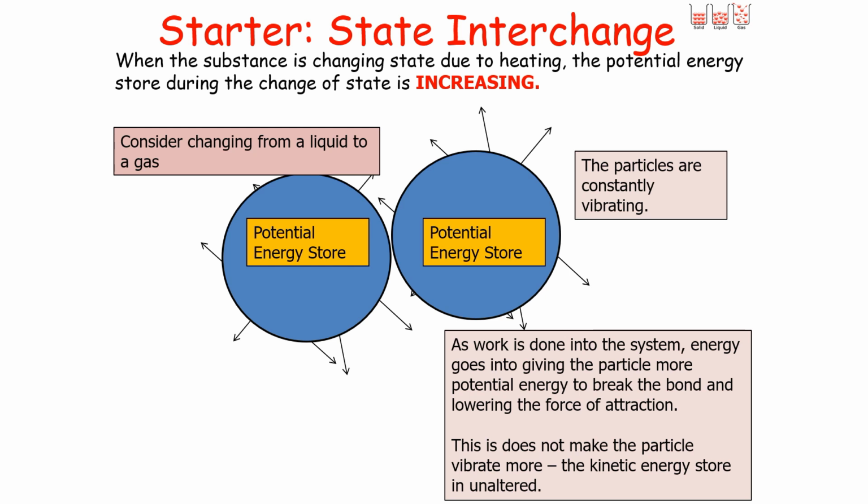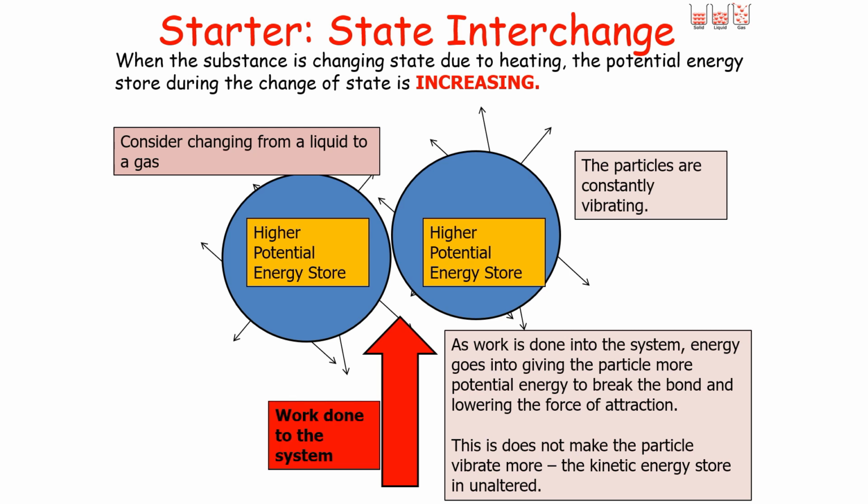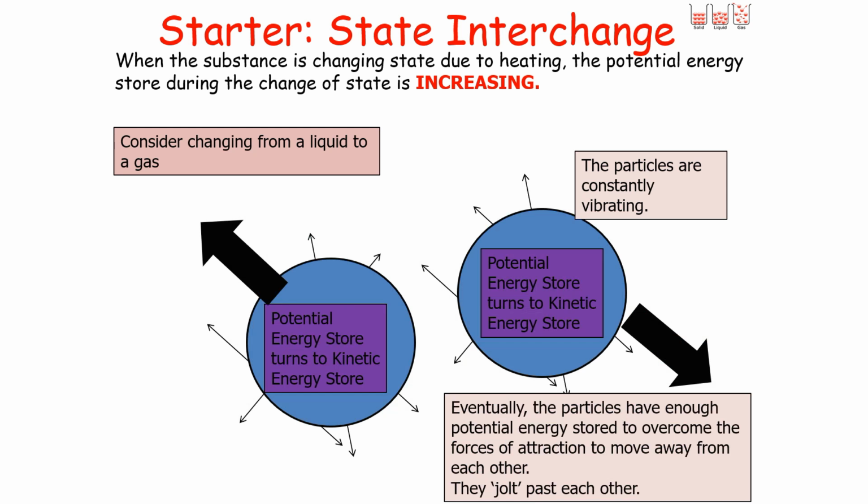Now this doesn't make the particles vibrate anymore because the kinetic energy store is unaltered. So when you put work into the system, it will cause the potential energy store to increase, which causes the objects to separate. Now, it's the same idea when going from a liquid to a gas. So if we've got the idea of particles constantly vibrating, eventually the particles have enough potential energy stored to overcome their forces of attraction to move away from each other and jolt past each other.